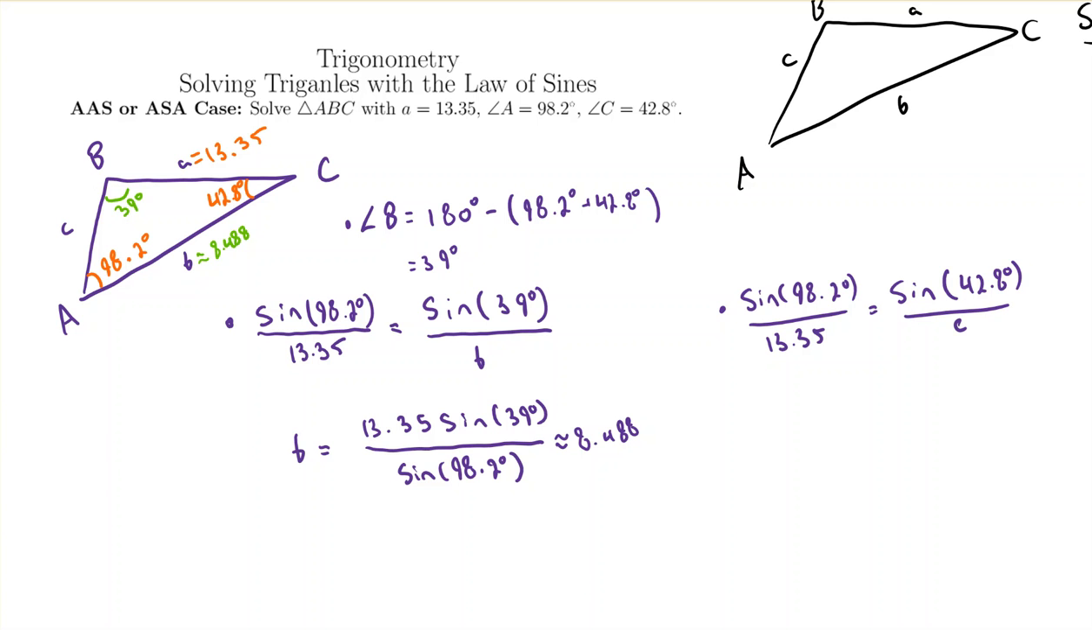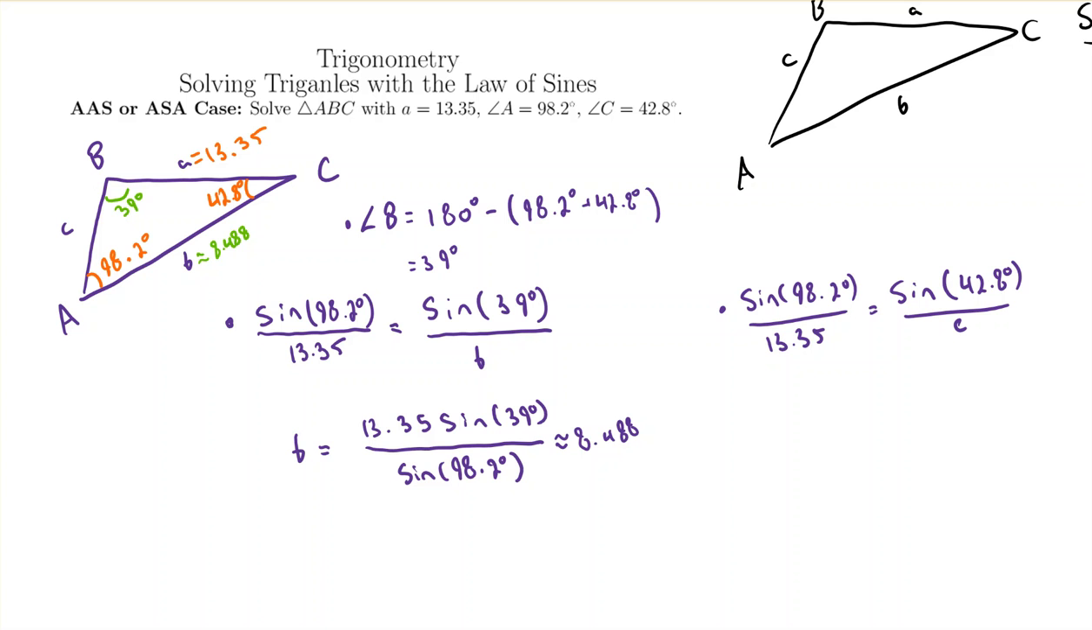Now, you could use angle B and its opposite side length, but because I rounded side length B, I tried not to use it because, again, exact values are always better to use. So now, if you want to solve for side length C, you need to rearrange this to isolate it.